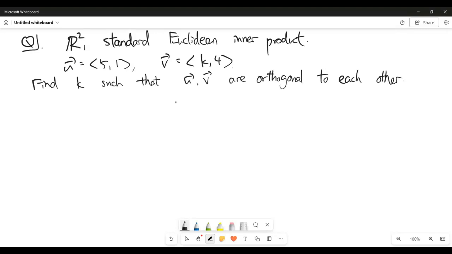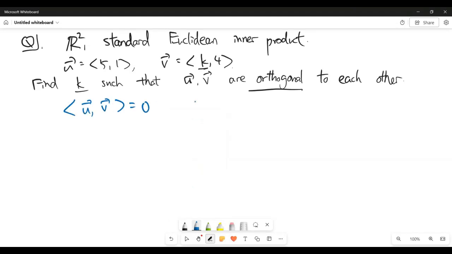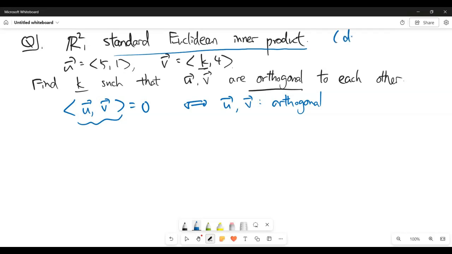Two vectors U and V are given. You are asked to find the value of k such that the two vectors U and V would be orthogonal to each other. Please note that k is one of the entries in vector V, so vector V is not explicitly given with all numerical values. Once again, this question is about orthogonal vectors. So the inner product of U and V would be 0. This means U and V are orthogonal; these two are equivalent conditions. Standard Euclidean inner product essentially means the dot product.